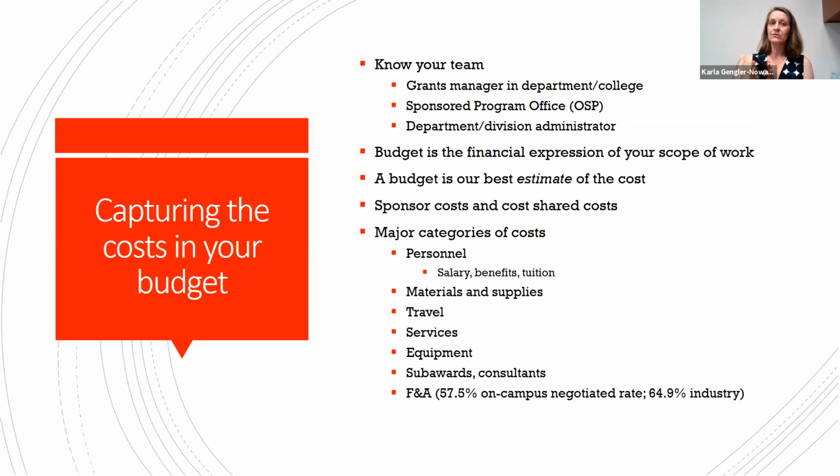Materials and supplies, travel costs, services, like core services, that kind of thing. Equipment, that would be anything that costs $5,000 and has a useful life of more than a year. So talking big things that cost a lot of money generally. If you've got subawards to other institutions, so if you're working with the University of Michigan and they need some of the money off of this, that's a subaward budget that we'll have to worry about.